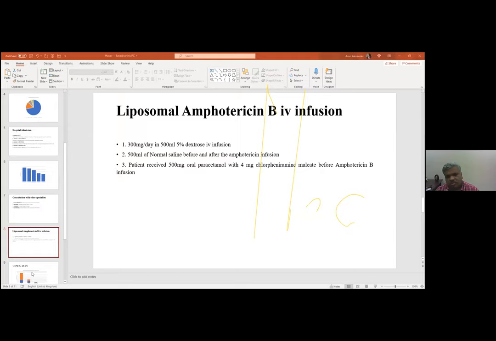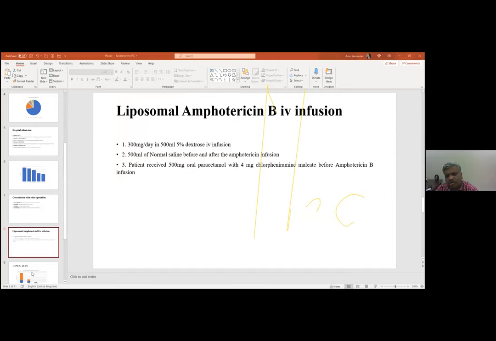But surprisingly, we don't find too much of a problem with giving liposomal amphotericin. Now, the advantage is that an average Indian weighs around 50 to 60 kg. So we're giving 5 milligrams per kg per day, which is approximately 300 milligrams per day in a 5% dextrose IV infusion.